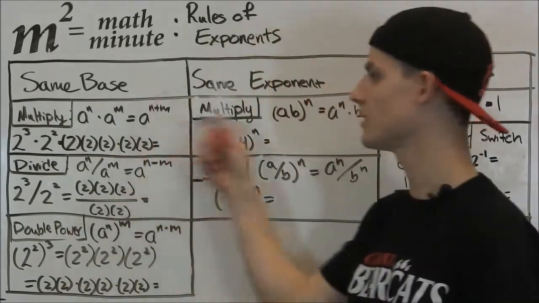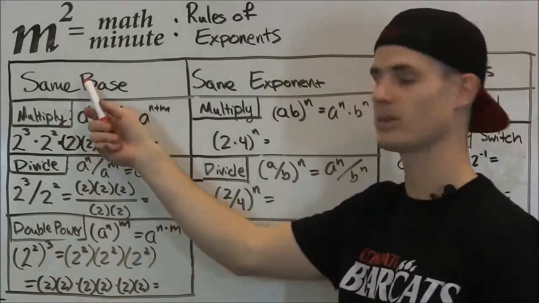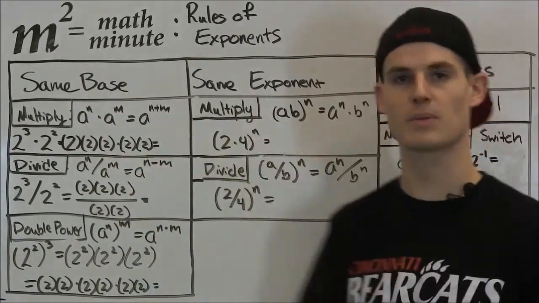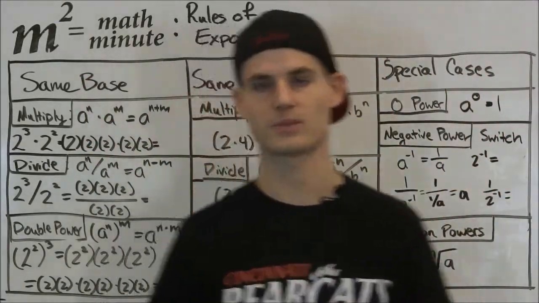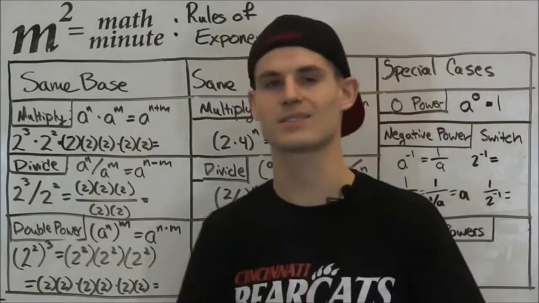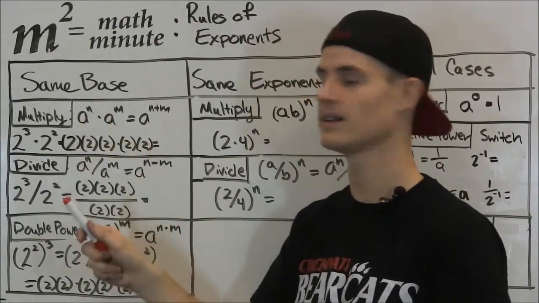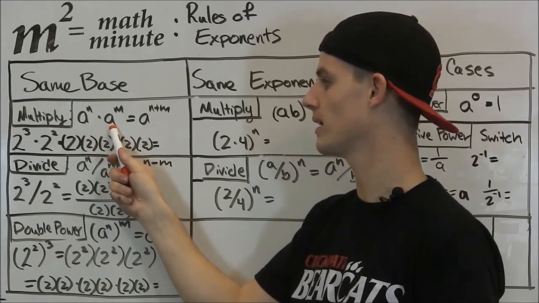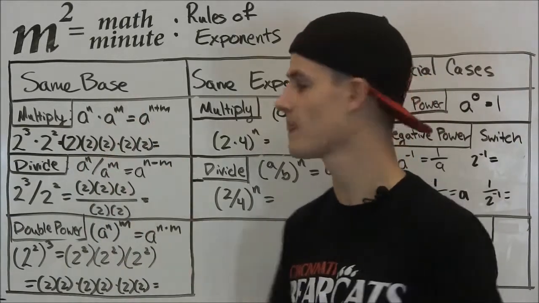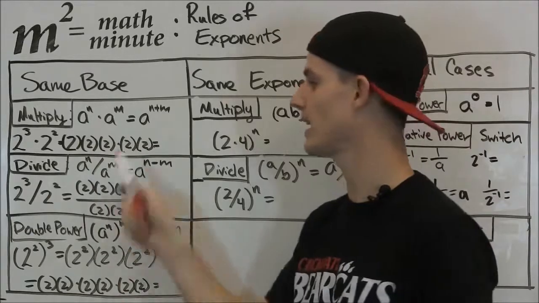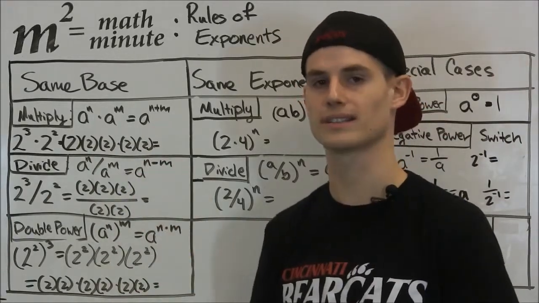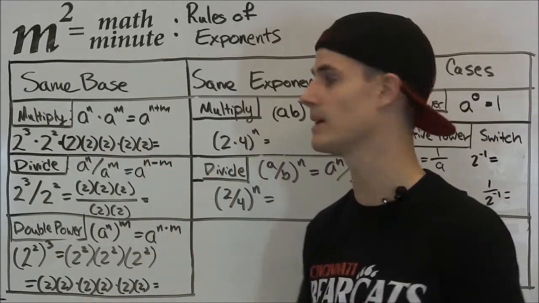So we have a few different categories. We have some general categories when we have the same base, same exponent, and then we have a few special cases which we'll cover. So the same base, that's when we have something like some number a to the power n times some number a to the power m. So when we have this, we can add these two exponents together. This is our first rule, the multiplication rule when we have the same base.